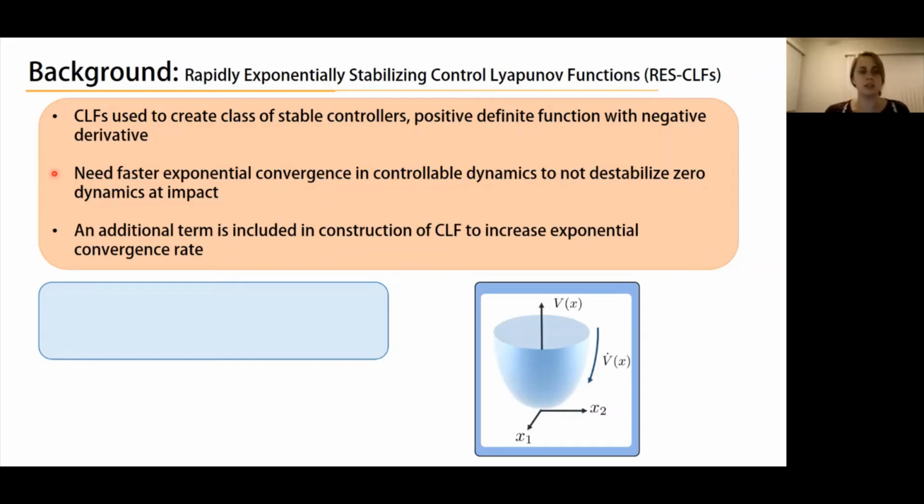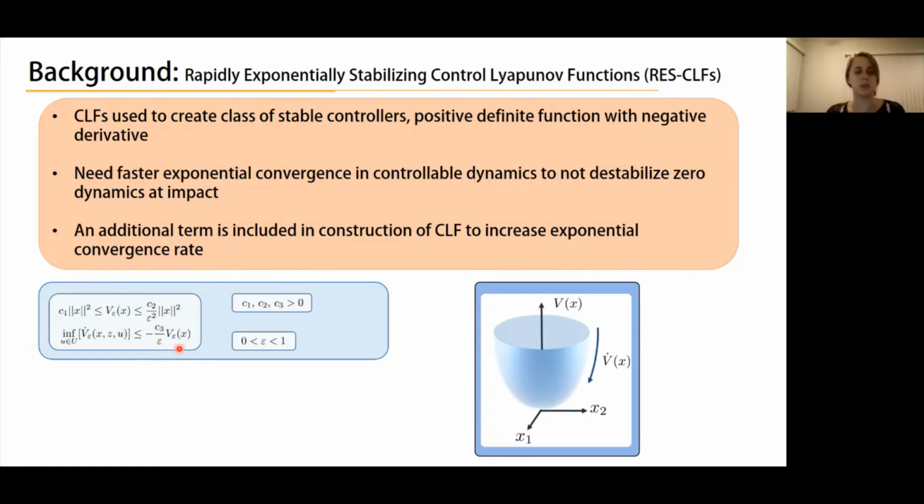So we add an additional term in the construction of the CLF to increase the exponential convergence rate. Here's our positive definite function with these positive constants. And we add in this epsilon term, which we can adjust between 0 and 1 to obtain a convergence rate fast enough such that the zero dynamics will not be destabilized at impact.